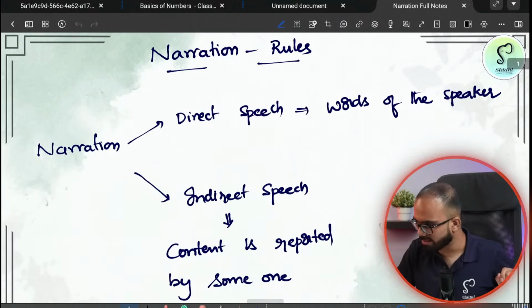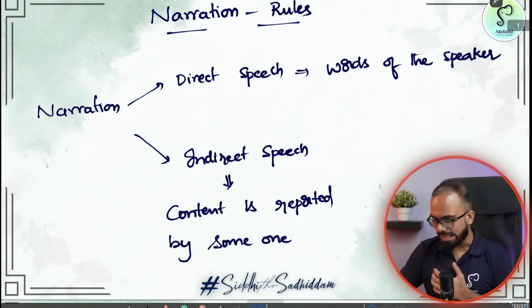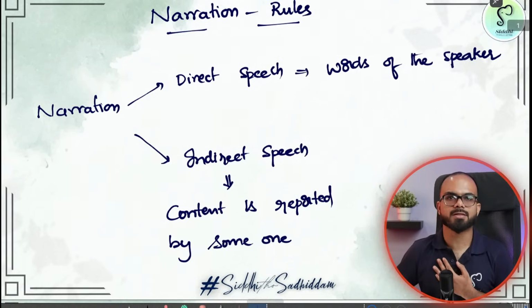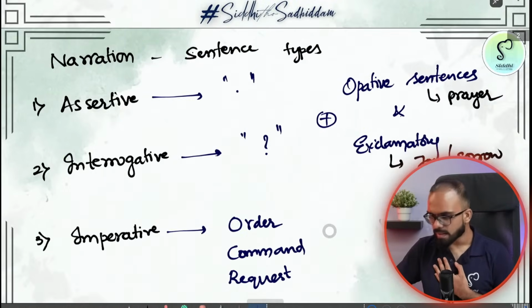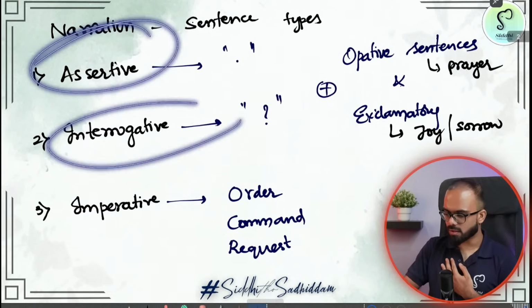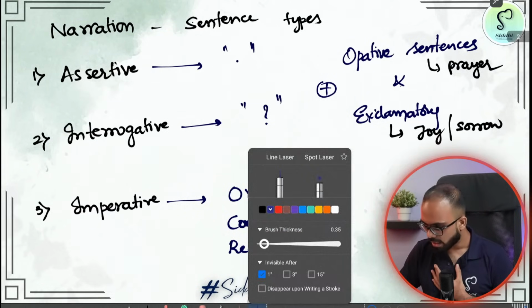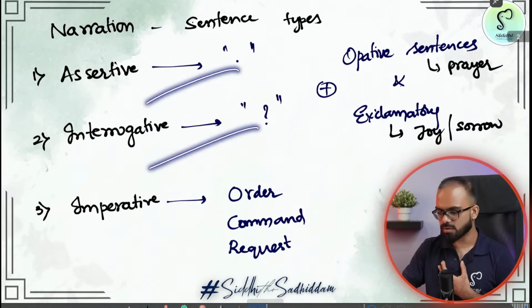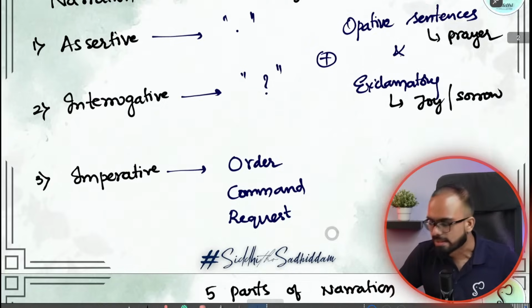See, I'll quickly skim through the rules. This is not a full class, this is revision. So I'm just skimming through the rules. There are various types of sentences in narration: assertive, interrogative, imperative sentences. Any sentence that ends in a question mark is your interrogative sentence. The rest you also have imperative sentences, etc.